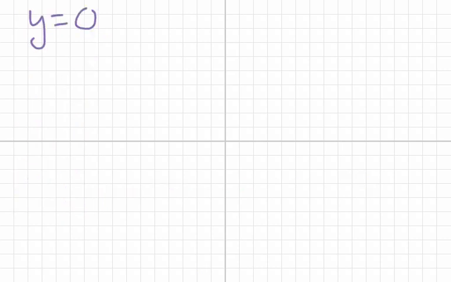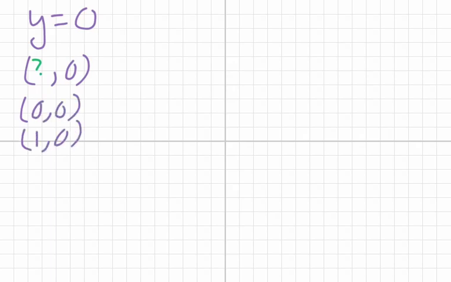Suppose you had y equals 0. So just again driving that concept home. So the y coordinate is 0 and the x coordinate is up for grabs. So I'll pick (0, 0). I'll pick (1, 0). I'll pick (6, 0), and I'll pick (-8, 0).